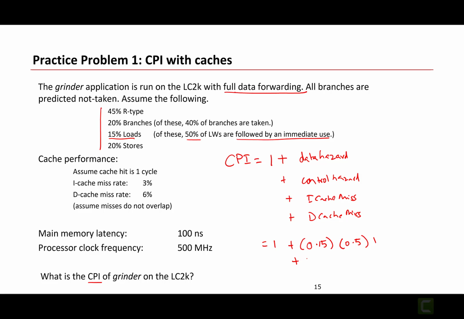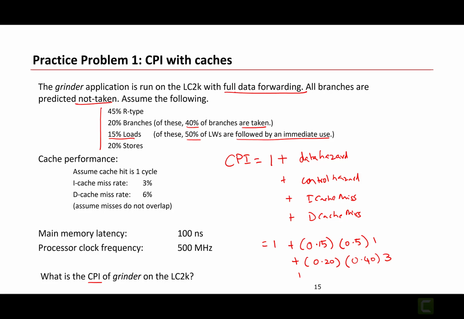The control hazard is going to be only for branches, and 20% of instructions are branches. Of those, 40% are taken. Now you need to think about what fraction of branches are going to be mispredicted, and for that you need to know what type of branch predictor we are assuming. The branch predictor assumes that all the branches are not taken. So whenever a branch is taken, it would be a mispredicted branch. So 40% of the branches are mispredicted, and whenever that happens, I have to incur a 3 cycle penalty.